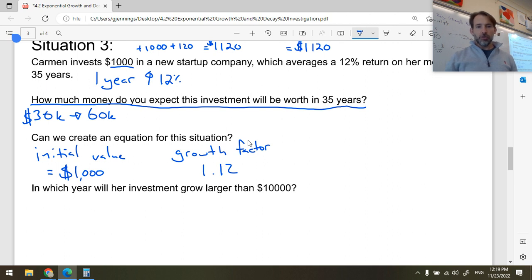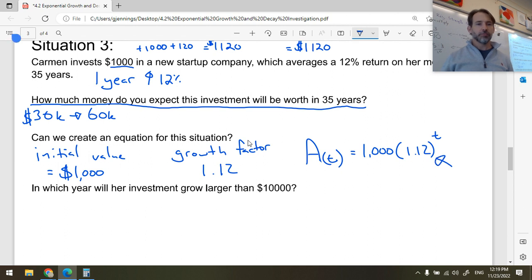And so now we can build an equation. The amount of money that our investment will be worth will be a function of time. We could use X or we can use T here. Both are okay. It's a letter. You can choose whatever letter you want. The amount of money is a function of time, and it's equal to $1,000 multiplied by 1.12 raised to the power time.